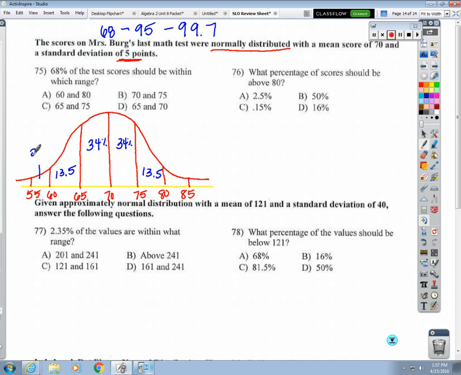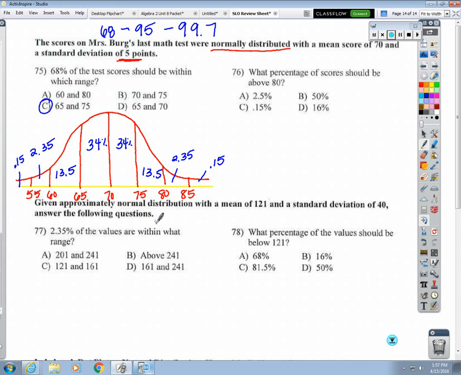And then 2.35, 2.35, and then 0.15, 0.15. All of them should add up to 100. Okay, so where is 68% of the scores? What range? 65 to 75. Those add up to 68.